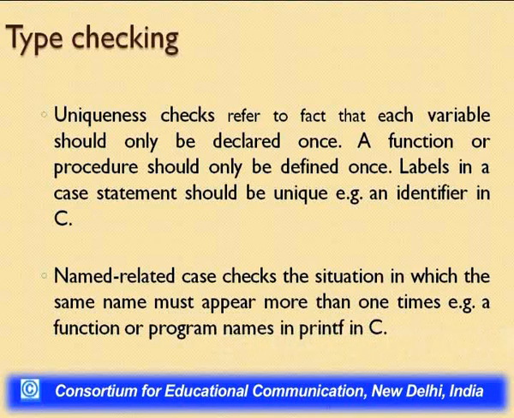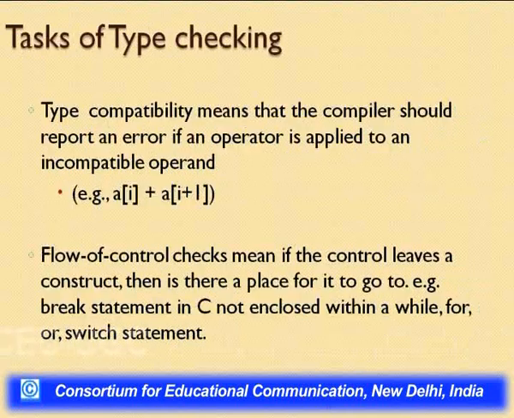So labels in the case statement should also be unique. Within that very scope, we are talking about a case statement that has that very scope, and within that scope I should not have labels that are repetitive in nature. As I was talking about an identifier in C, this kind of a check can also be done, and this will come under the umbrella of type checking. Some name related checks are the situation in which the same name must appear more than one time, such as function or program names, or printf in C. So these are the kind of tasks that we can expect to perform in type checking.